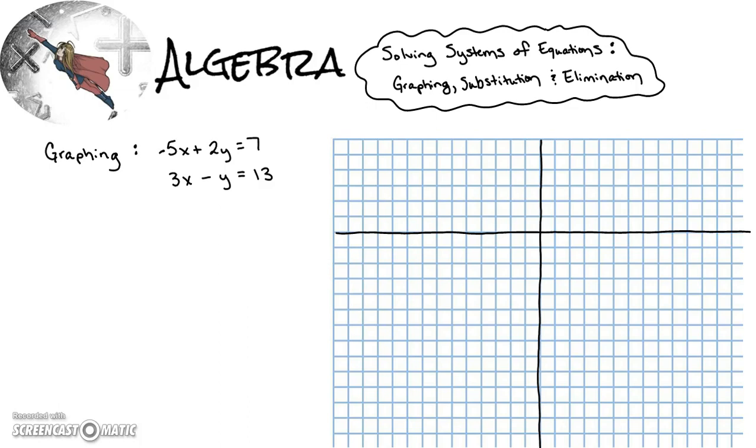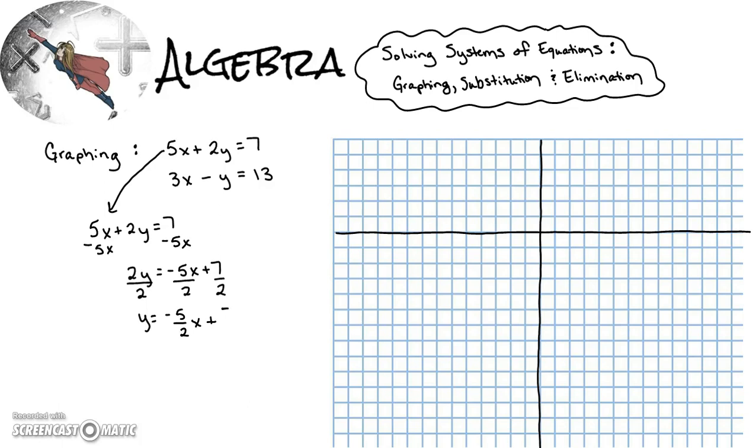So the first thing, I need to take each line and get y alone. So 5x plus 2y equals 7. I can subtract 5x from both sides. So then I have 2y equals negative 5x plus 7. Divide everything by 2, just like this. So y equals negative 5 halves x plus 7 halves.